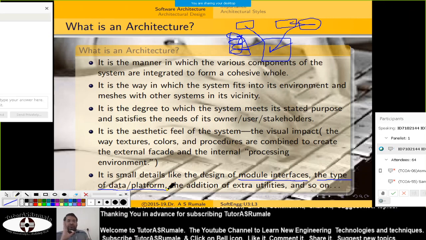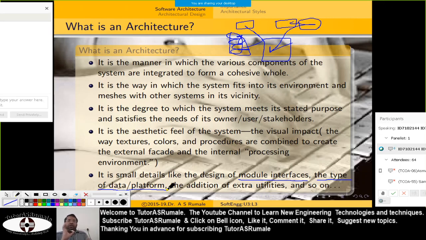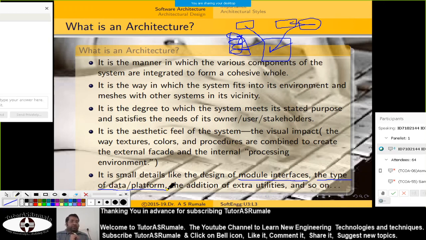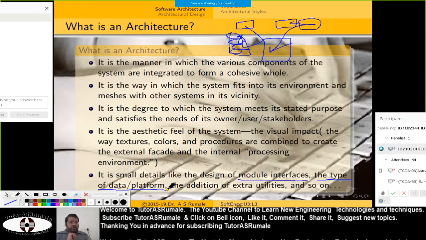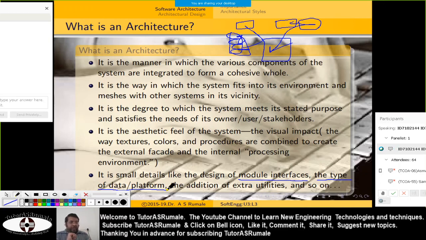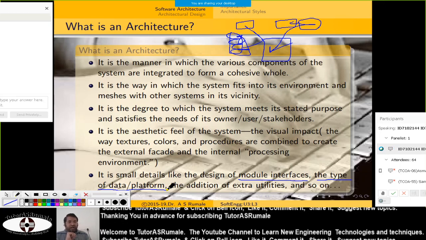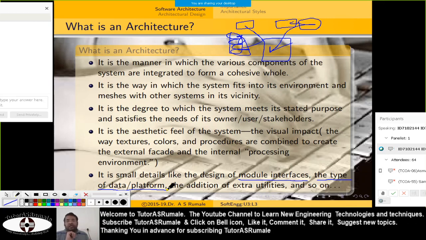Okay, so here I'm saying the type of data and platform. So what are the types of data? Whenever you are using an application, you need to concentrate on different types of data. You can have integer, floating point, character, string, array, image, what we call blob, and likewise. So all types of data are there. Entity is a type of data.